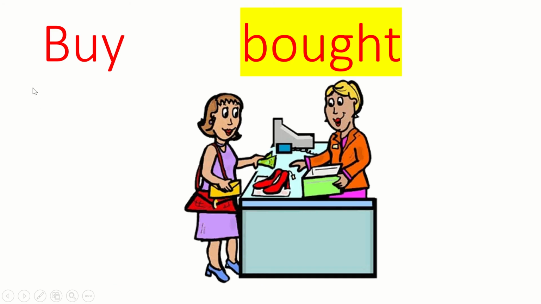We have buy. I want to buy these shoes, okay? Look at this woman. She wants to buy these shoes. What do we say? She buys the shoes or I buy the shoes. Buy. طيب, if I want to talk about this woman in the past, what do we say? Bought. This woman bought the shoes yesterday.